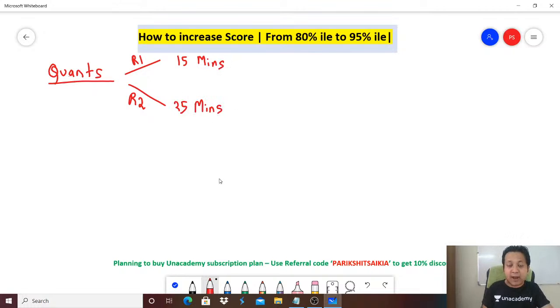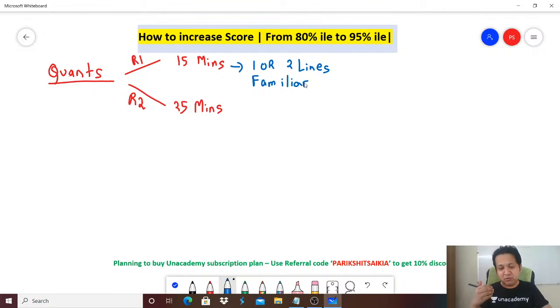When I say round 1 is of 15 minutes, I am trying to tell you that in the first round, you need to pick up all questions which are very short, probably 1 or 2 lines, and you are familiar with. When I say familiar, it's something you have already done. You must have practiced hundreds and thousands of questions, so there is a very good chance that something exactly the same or very similar turns up on the exam day. So anything which is a 1-liner or a 2-liner, just pick it up and solve it.